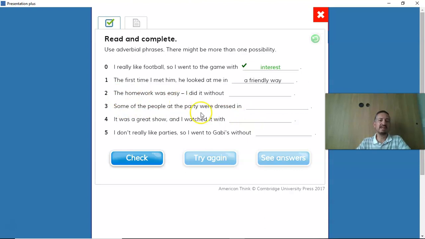The homework was easy. I did it without, so if it was easy, I did it without difficulty. So here, without or with plus a noun. Some of the people at the party were dressed in, for example, in a strange way. Here we could also have other possibilities. For example, in an interesting way, in a different way. So here we have many possibilities.